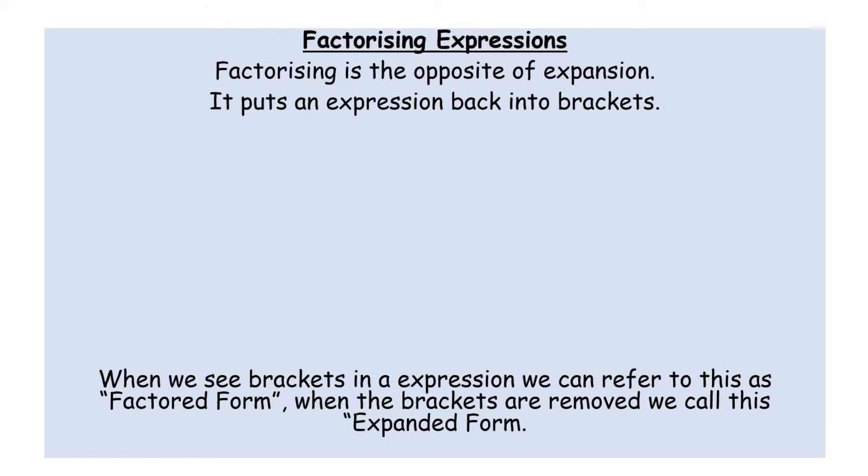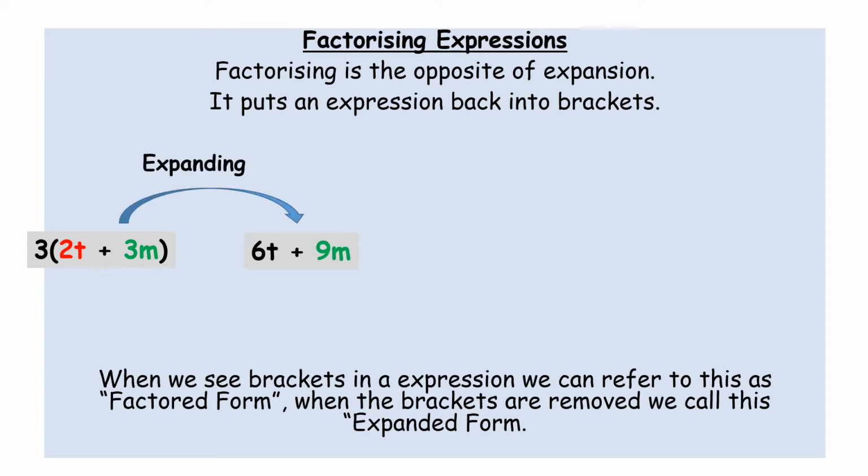What's really important to note is that factorising is the backward step of expanding or multiplying out the brackets. So for example, if I gave you 3 bracket 2t plus 3m, we would expand it or multiply it out to get 6t plus 9m. The backward step to this, so working from that 6t plus 9m back to what we started with, that is factorisation. And this particular type of factorisation would be highest common factor.